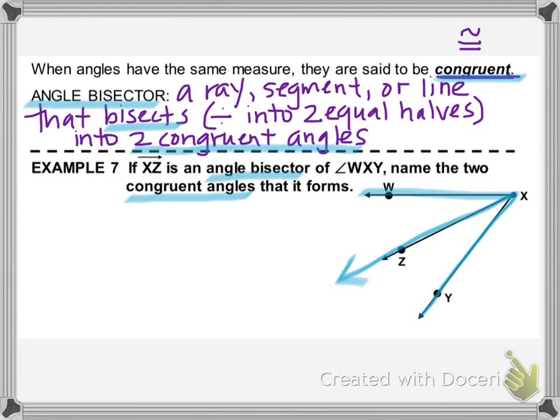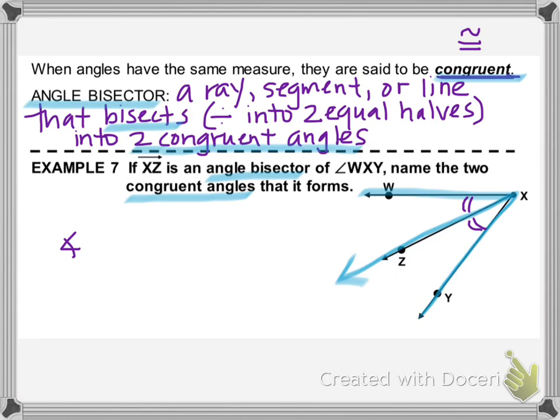So first of all, the angles on either side of that bisector are going to be the congruent angles, and we can show that they're congruent with equal numbers of arcs. So I could either put 1 arc in both of them, I could put 2 arcs in both of them. As long as they have the same number of arcs, that means those 2 angles are congruent or that their measures are equal.